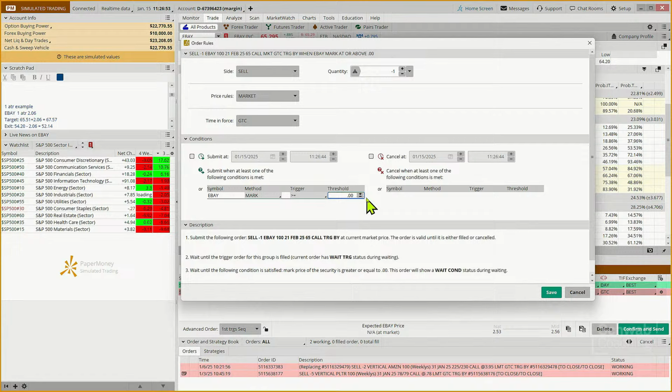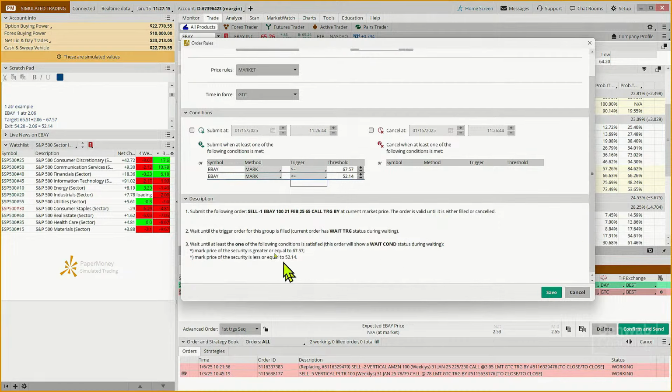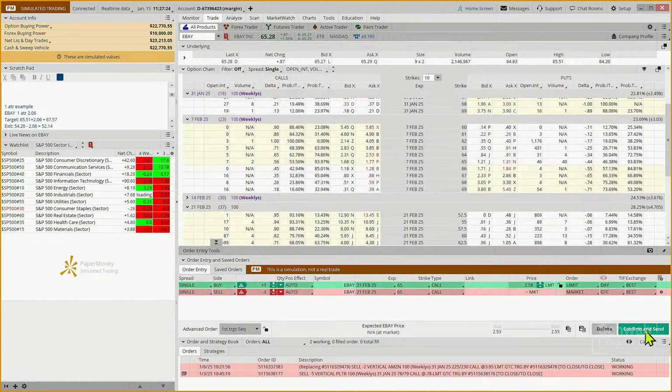And our target is to get out when it goes. I always use a conditional preposition, when it goes. You know, it really should be if, because it might not. And you know, we've seen already this year an example of one that did not. And then 52.14 is our exit if it goes below. And so when you scroll down here, it'll say if it's greater than 67.57 or less than 52.14, check, hit save. And then you can check this again when you hit confirm and send. Now we wanted to do 2 of these.